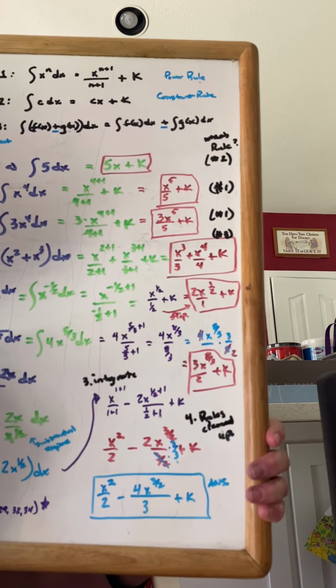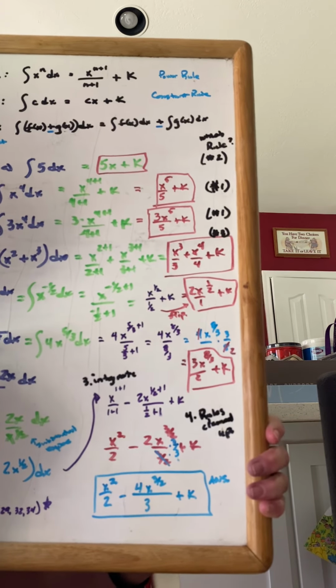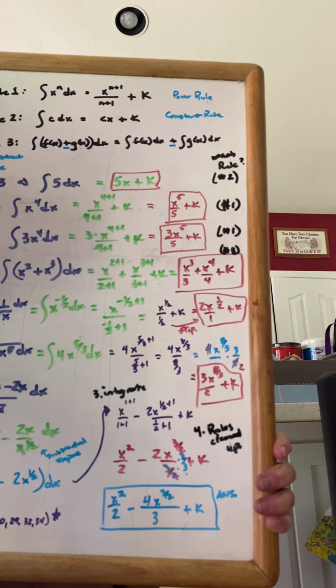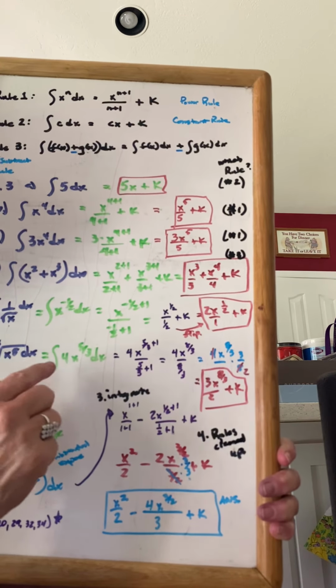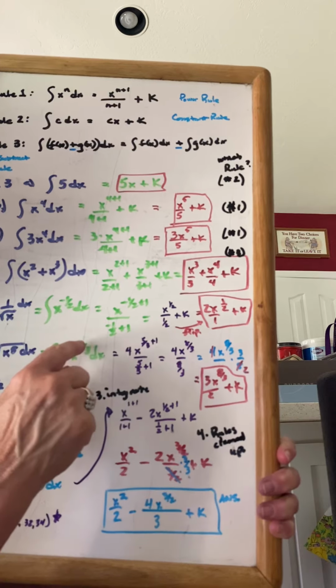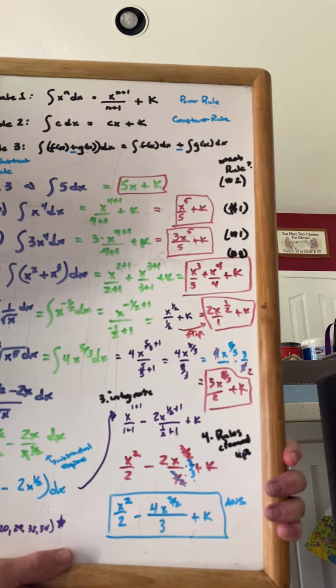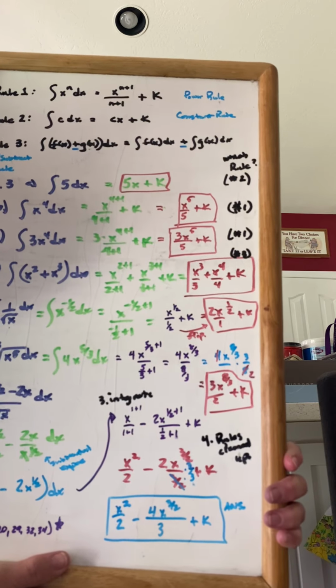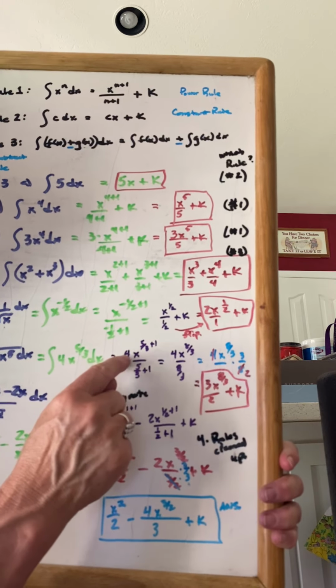All right, this one says 4 cube root of x to the 5th dx. Cube root of x to the 5th. So I have to change that cube root of x to the 5th to x to the 5/3. That should be something you've already learned along the way. And I'm going to do the power rule. Again, the 4 just kind of attaches.